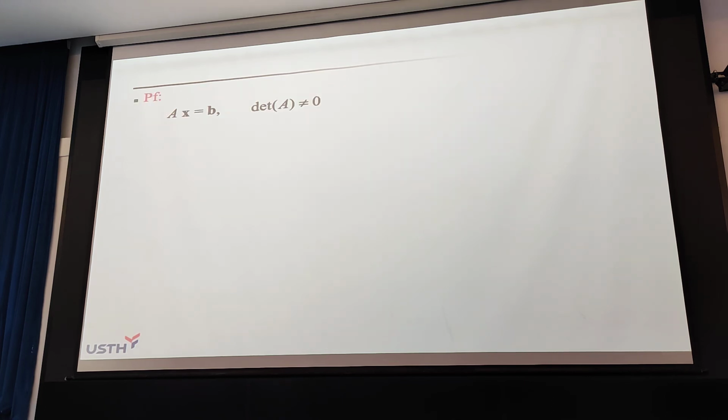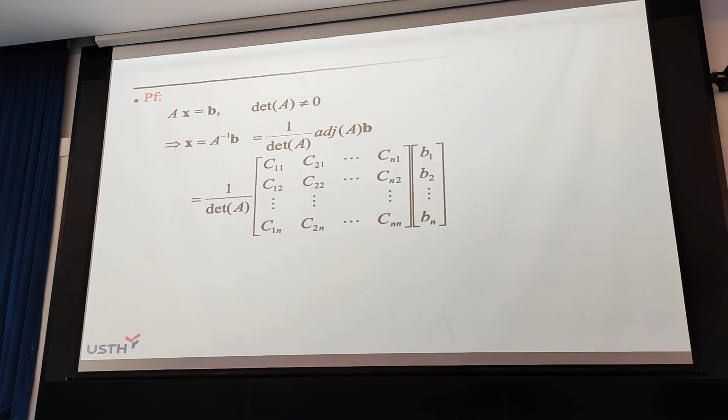And here is some explanation for you. Ax equal b, then x equal A inverse multiplied by b. And because A inverse equals 1 over determinant of A multiplied by adjoint matrix of A, and adjoint of A to be that one, so we write it here. Now if you multiply two matrices here, you will get that.